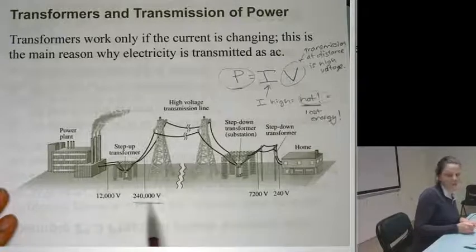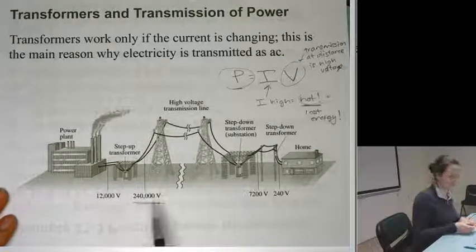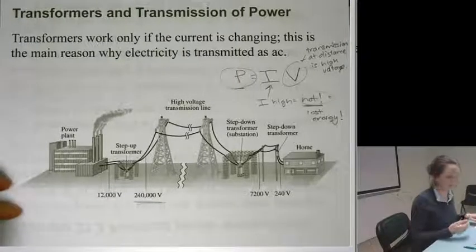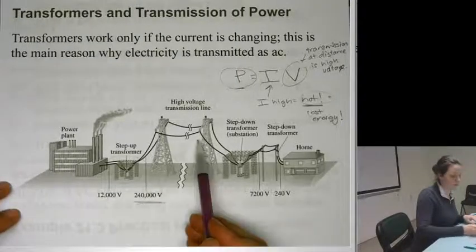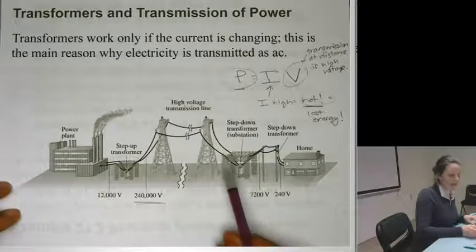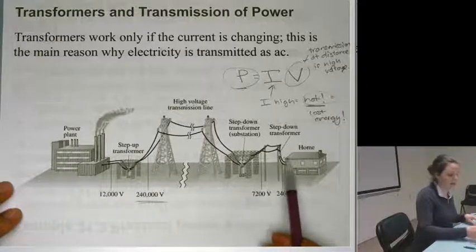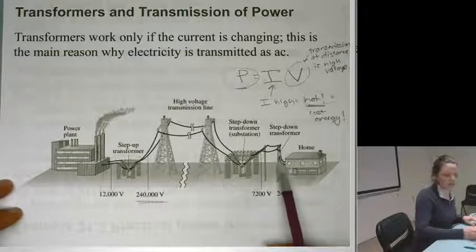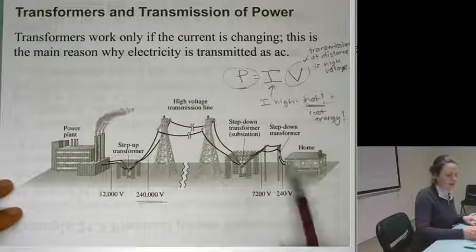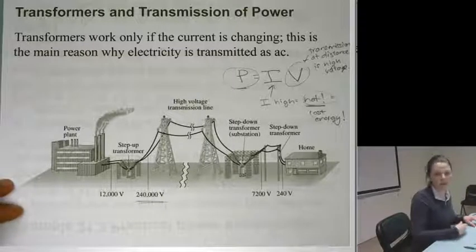But we can't have 240,000 volts in our house because that is too much of a potential difference to be safe. So when we're ready to get to our homes, we send it to another transformer substation that steps down the voltage. And then right at our house, there's another little step-down transformer that transforms it all the way down to the 110 volts that we want in our house. And that's how our power stations work.